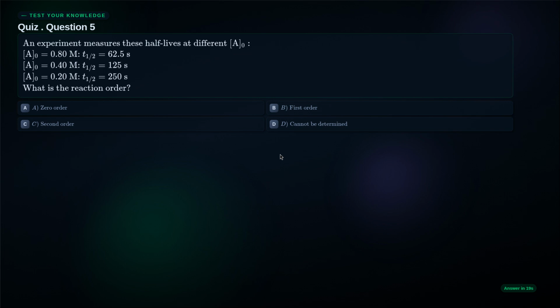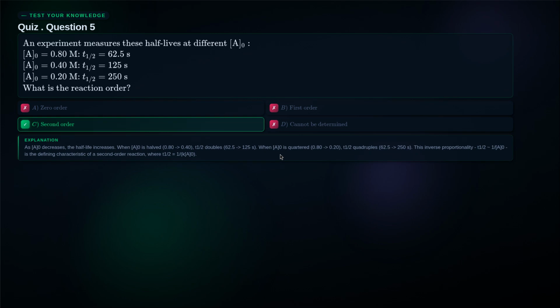As A0 decreases, the half-life increases. When A0 is halved from 0.80 to 0.40, T1/2 doubles from 62.5 to 125 seconds. This inverse proportionality, T1/2 proportional to 1 over A0, is the defining characteristic of a second-order reaction.